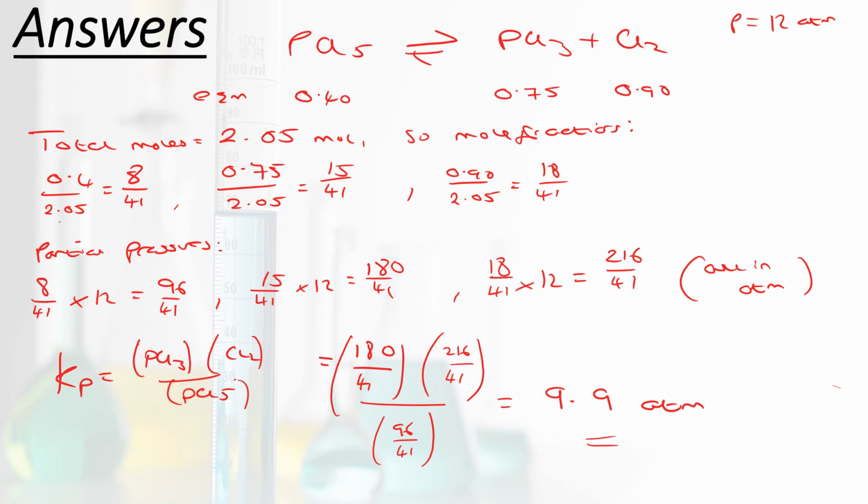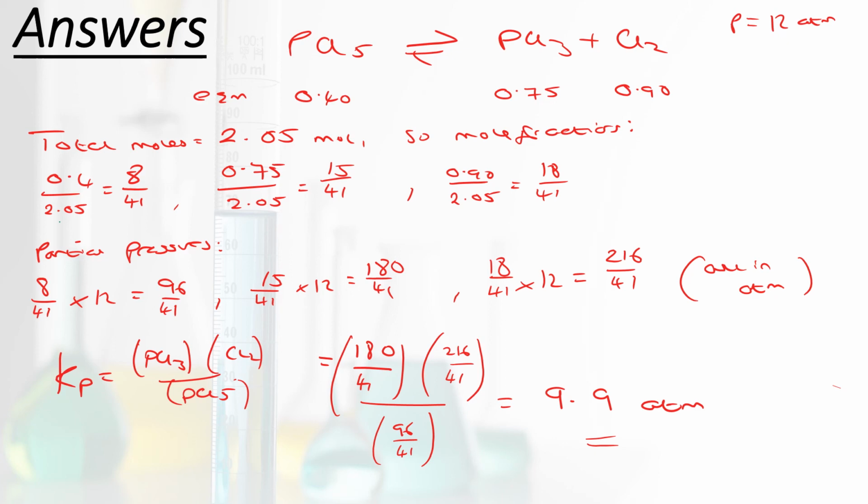Then we can write our Kp expression. Remember that Kp is the partial pressures of the products divided by the partial pressures of the reactants, all raised to their stoichiometric coefficients. And so here, our expression for Kp is the partial pressure of PCl3 multiplied by the partial pressure of Cl2, over the partial pressure of PCl5.